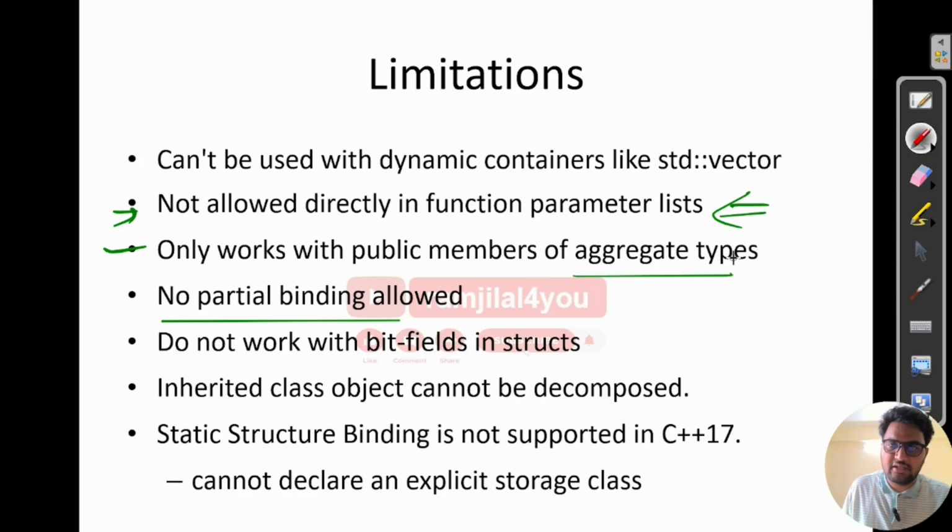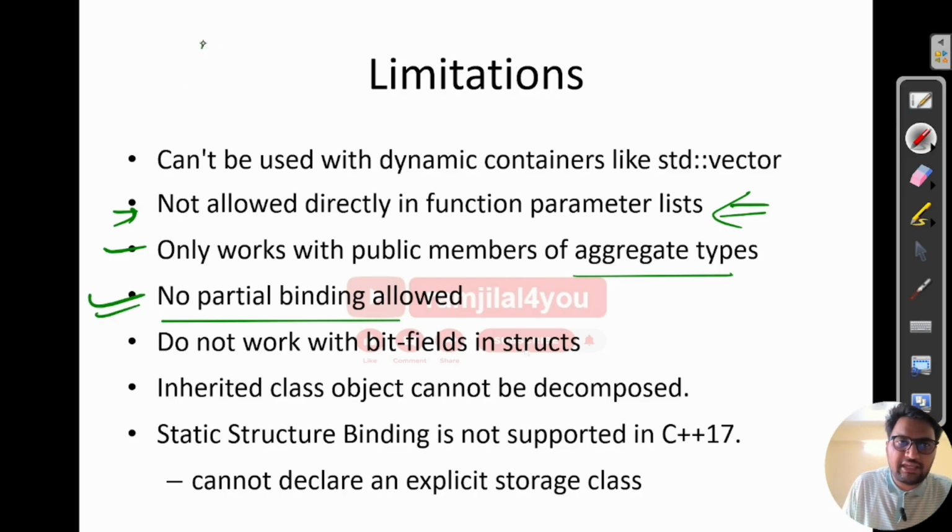I have already mentioned this when we were seeing the example of classes and structs. Why public only? Because the private members are not accessible outside. So if we try to use structured binding with private or protected members, we will get a compile time error saying that the members are not accessible outside. And then, no partial binding allowed. This is very important.